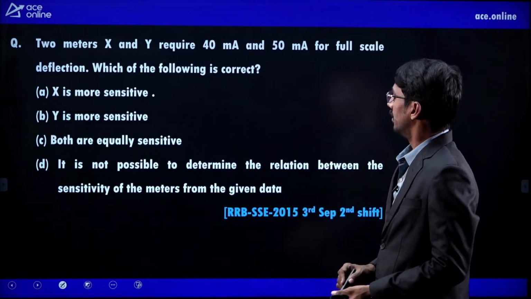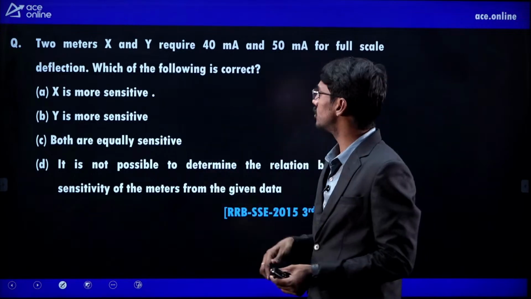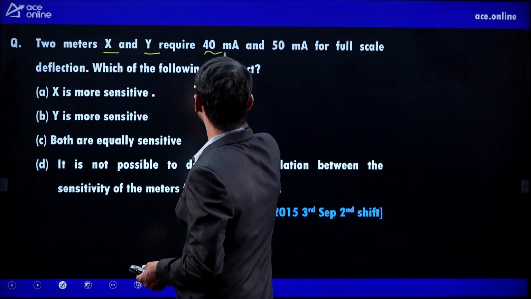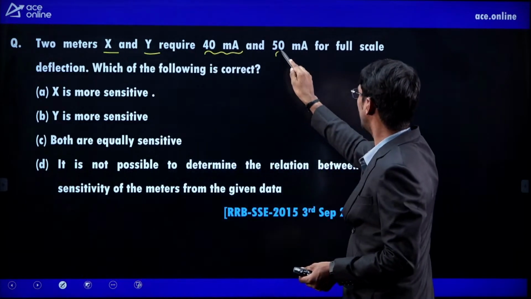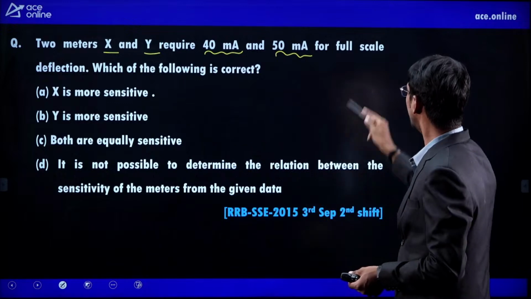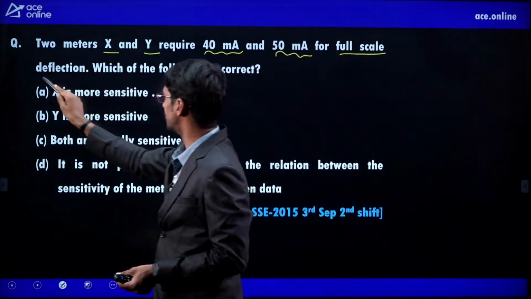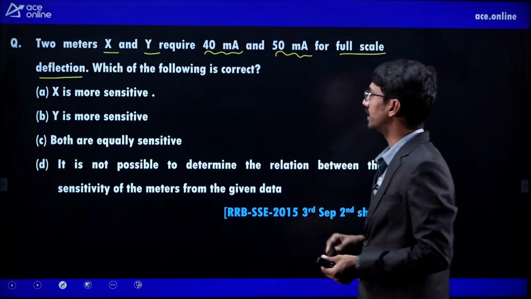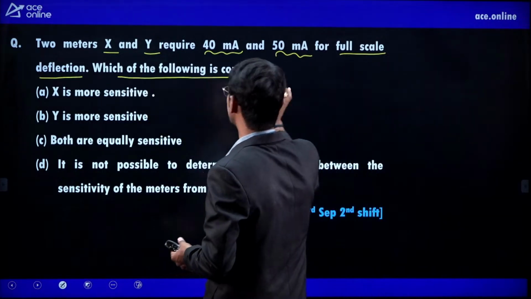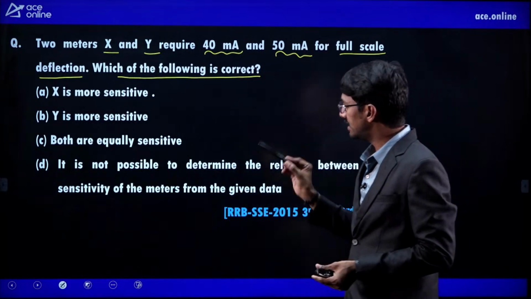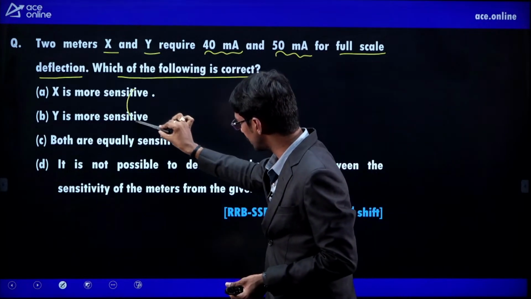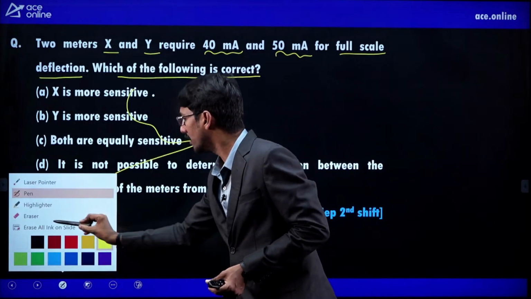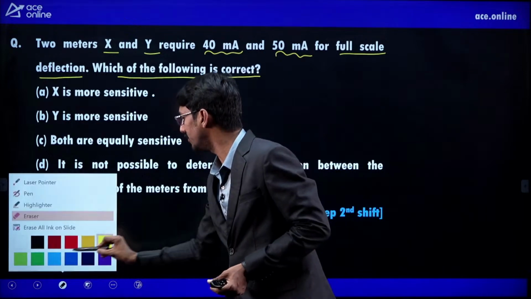Next, it is conceptual based only. Two meters X and Y require 40 milliampere and 50 milliampere for full scale deflection. Which of the following is correct? See the options first. Sensitive, sensitive, sensitive. So he is talking about sensitivity. Therefore, we need to concentrate on the sensitivity topic for this.